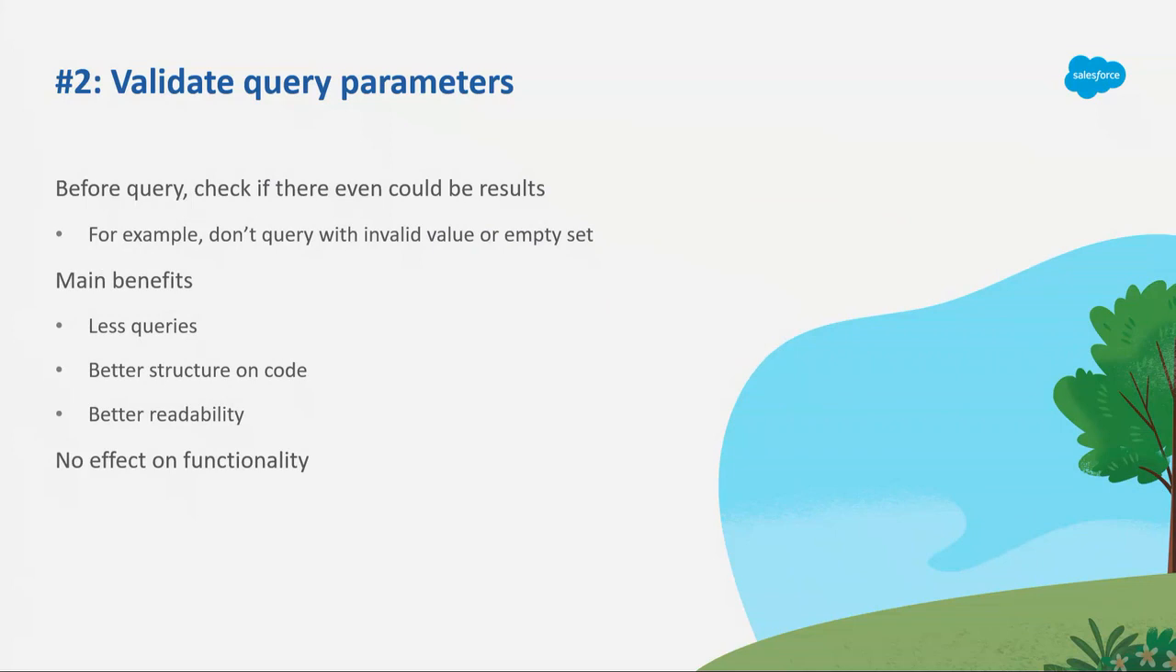Next pattern, validating query parameters. This is actually quite simple, but there are cases where we can detect in advance whether the query will produce any results or not. We can check, for example, if we're trying to query with an empty set of IDs, then there would for sure be no results from the query. We can also check that there is not an invalid value that we're trying to query with, and in that sense, avoid querying for no reason.